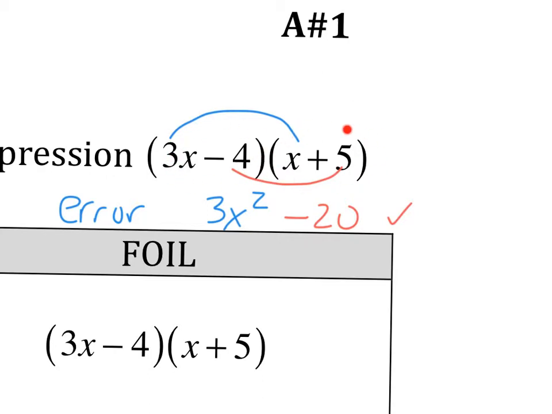But the problem with that is what we're saying is all of these terms are multiplying all of these terms. So really what we should do is take the 3x and send it to both terms. And then we have to take the negative 4 and send it to both terms as well. Made a mistake on that.